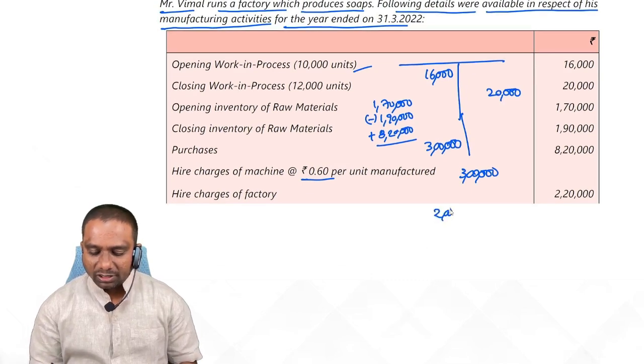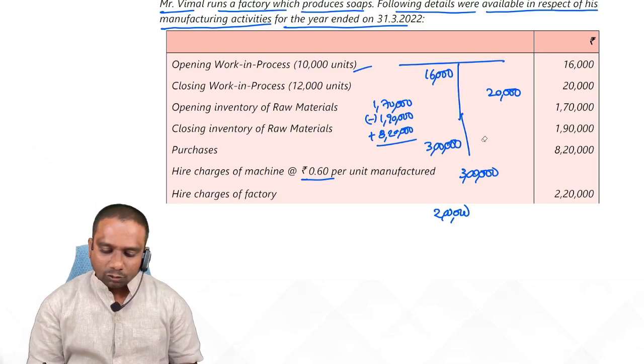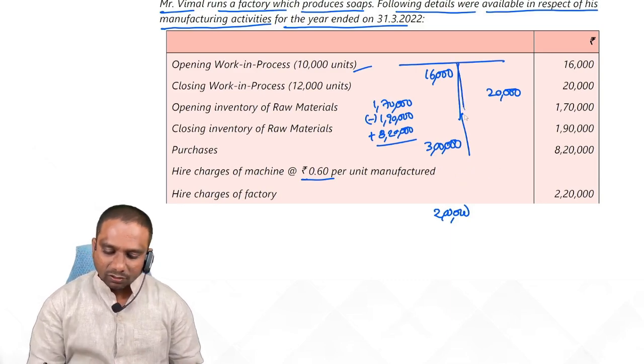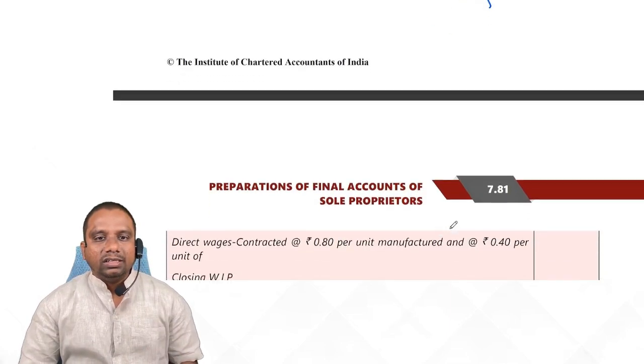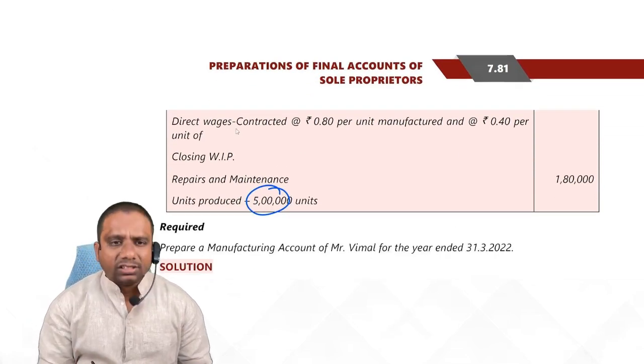Next, hire charges of factory. This is also treated as expense. Debit to manufacturing account. Next one, direct wages, calculation important here.